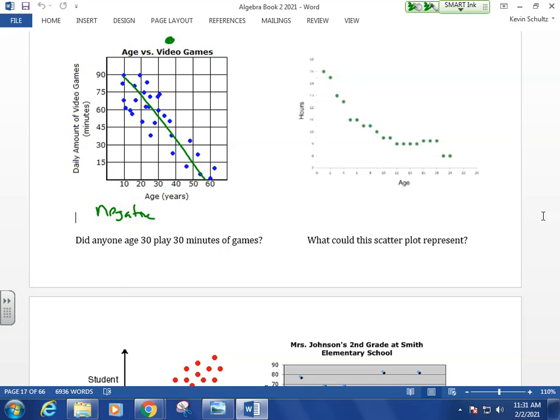There we go. Okay. And then the follow-up question here, we can use this to get that general idea. We can also dig in for more specific. Did anyone age 30 play 30 minutes of games? What are we looking for to answer that question? Gabby? Exactly. Age 30, that's our X. Minutes of games, that's our Y. So we're looking for the ordered pair 30, 30. Okay. So 30, 30.